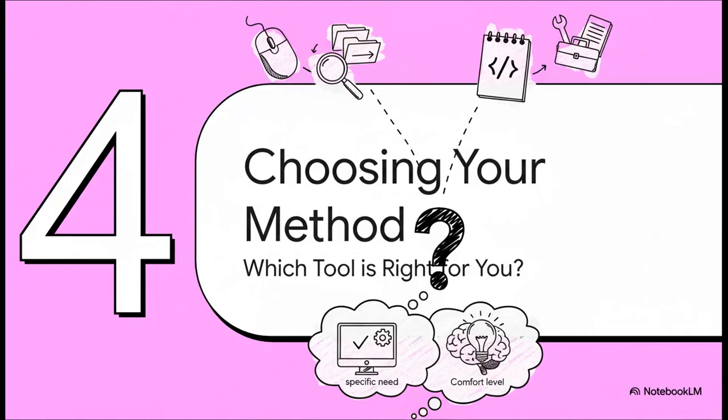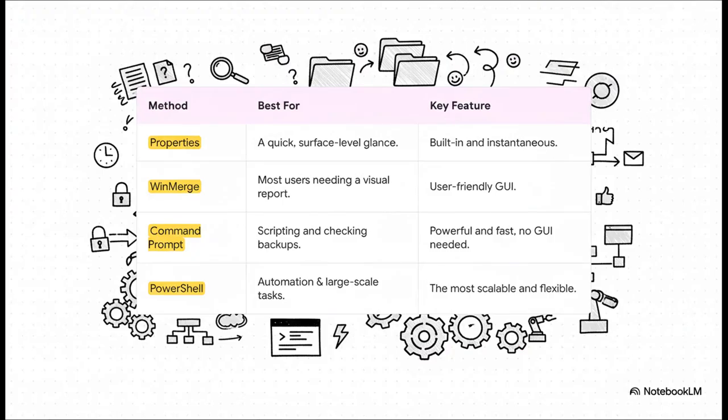So we've walked through four totally different methods, from a simple right-click all the way to a complex script. The big question is, which one of these should you be using? And the answer really just depends on what you're trying to do and how comfortable you are with these different tools. Let's break it down one last time. If you just need a quick surface-level peek, just use the Properties window. It's fast and it's already there. For most people, most of the time, who want a nice visual report, WinMerge is absolutely the perfect choice.